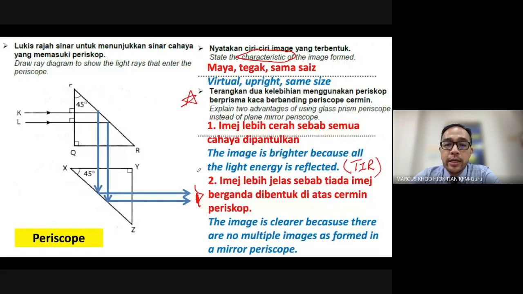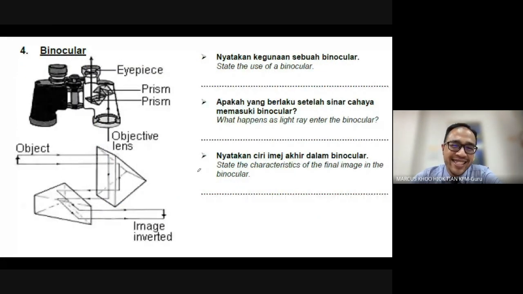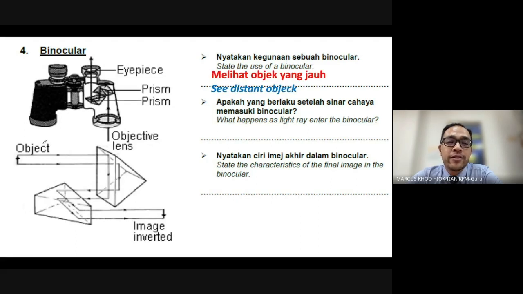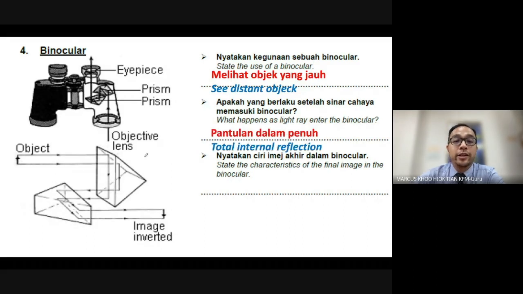Okay, so that's the first one. The second one is binocular. Binocular is everybody's favorite thing when you want to spy on people. But the use of the binocular is not to spy on people, it's to see distant objects. What happens as the light ray enters the binocular? The light ray enters, ping pong, ping pong, ping pong, all the reflection happens. So there is total internal reflection. Multiple total internal reflections.